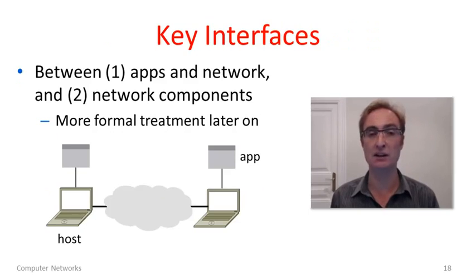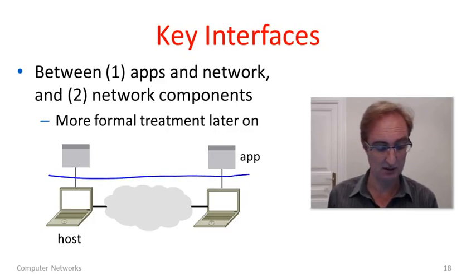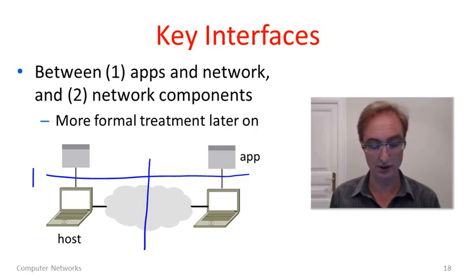Okay, and finally, to round out this model, I can also talk about a couple of key interfaces that are on this diagram that we'll get to and provide a more formal treatment of later on. The first interface is between applications and the network. This is the application to network interface. That's interface 1. And the second interface here is between the various network components, such as one host talking to another host, or routers inside the network talking to each other.